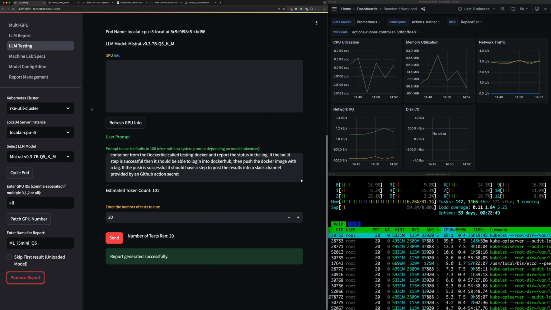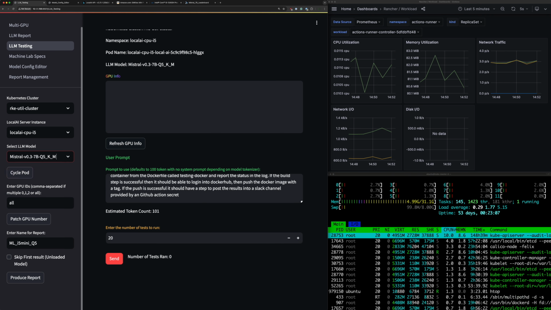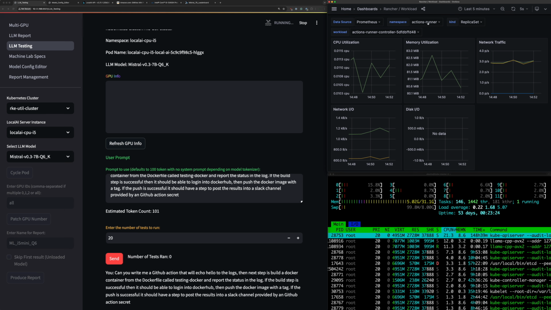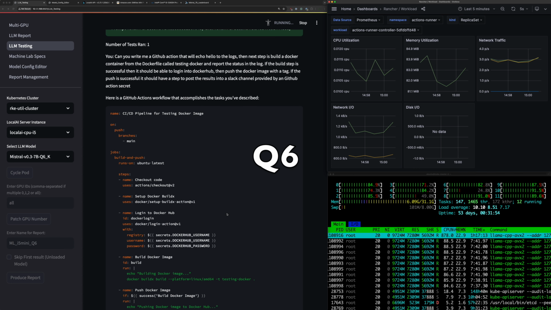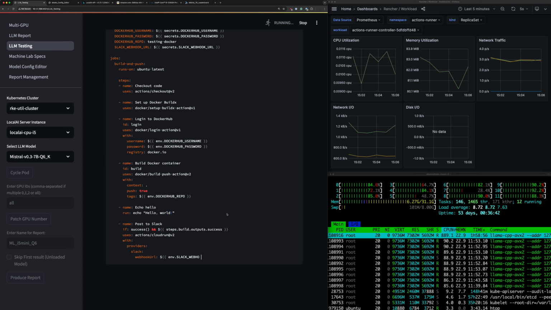Alright, and that was the end of Q5. Let's get that report generated, flip it over, get it all set up for Q6, and go right into the Q6 testing. There it starts out. Let's get this cruising.